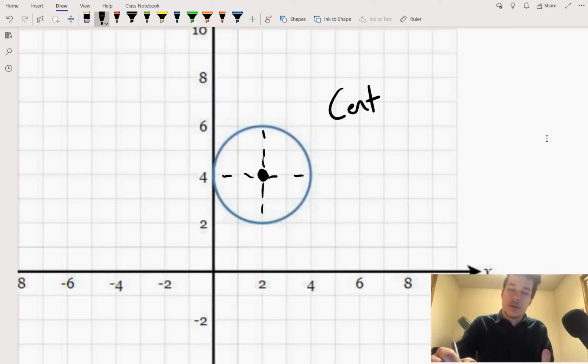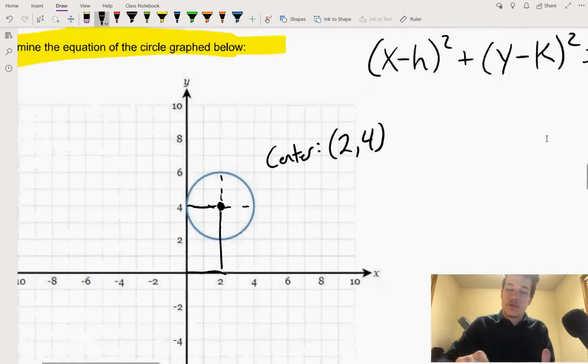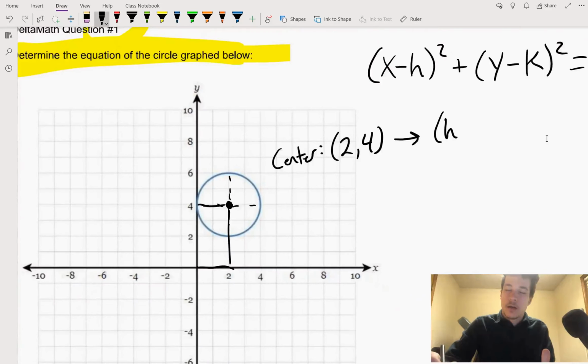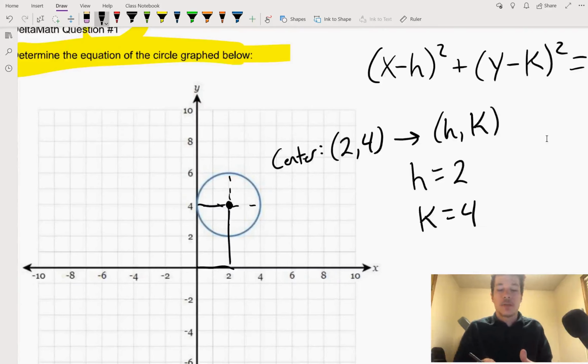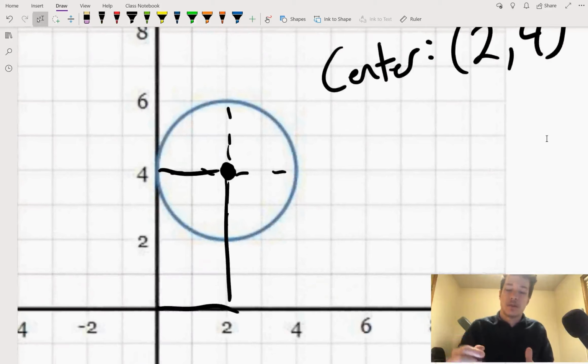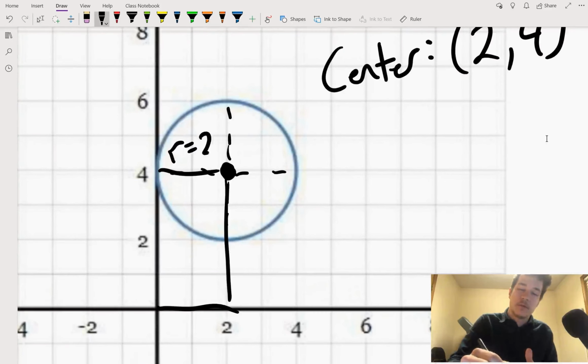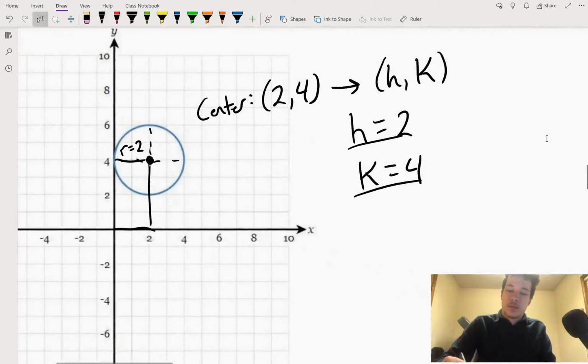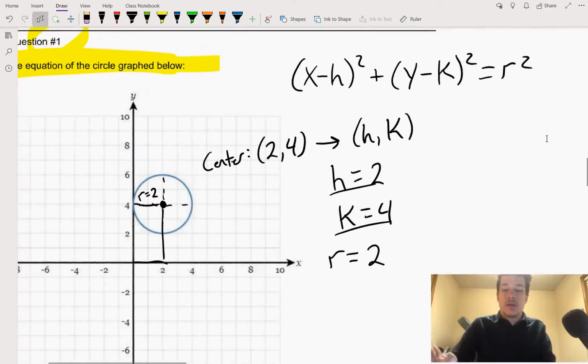My center is at a coordinate 2, 4, which means two things. I know what h is, and I know what k is. H has to be 2, and k has to be 4. So just by looking at the coordinate of the center, I already have 2 of the 3 pieces that I need to write the equation. Piece number 3 is just the radius. In this case, it turns out to be quite simple. The radius is just 2 units long. Okay, so I'll put radius is 2, but for my equation, I need r squared.